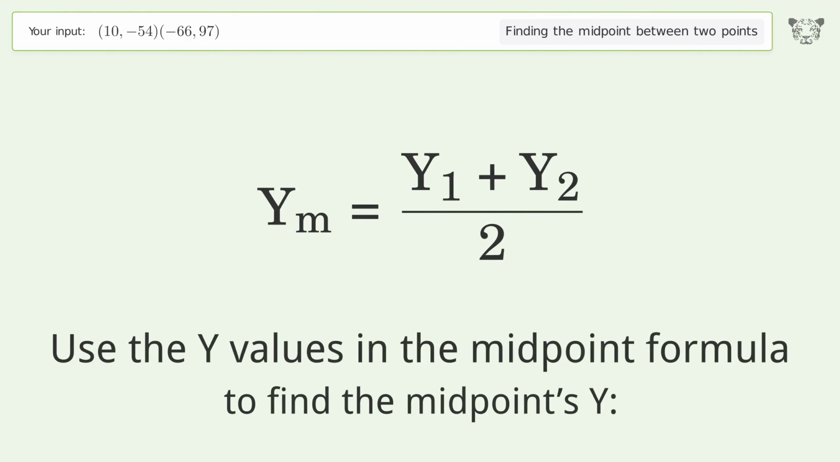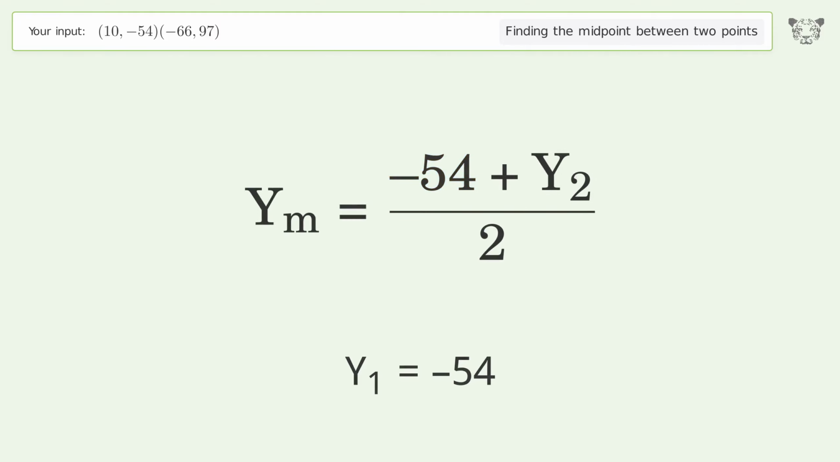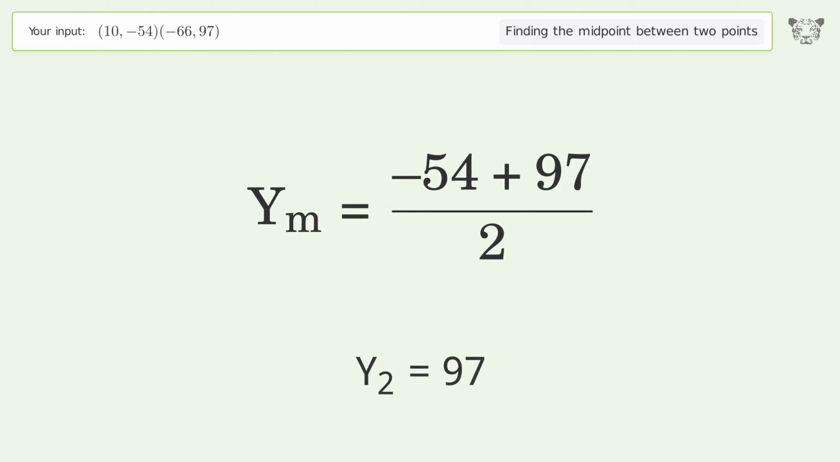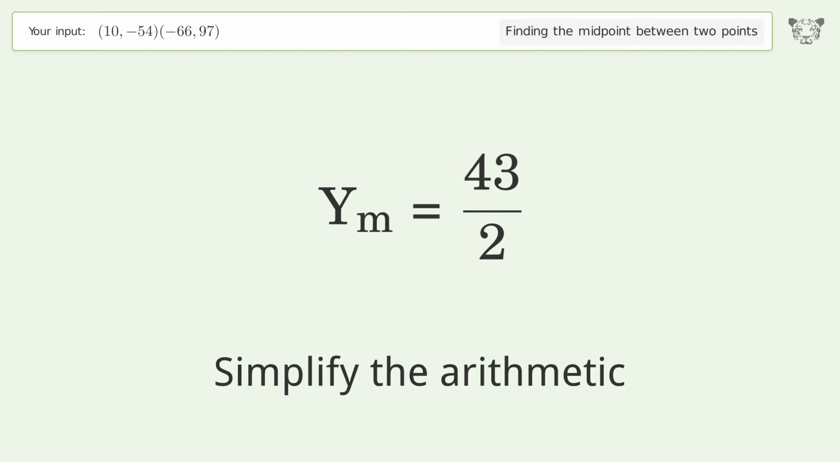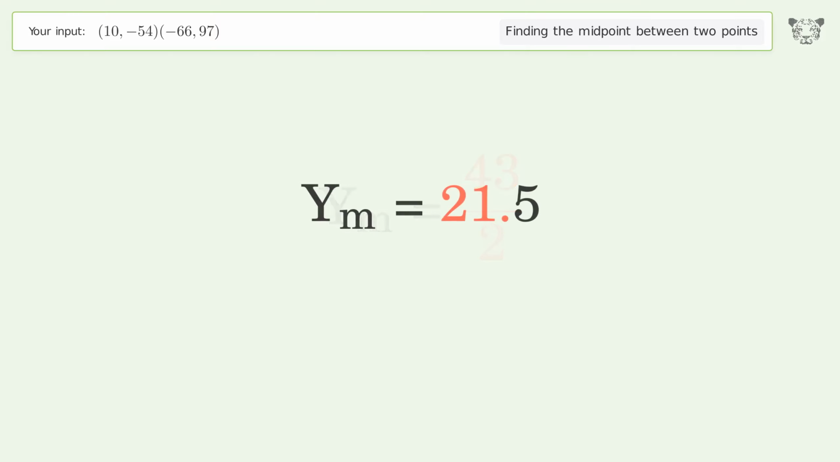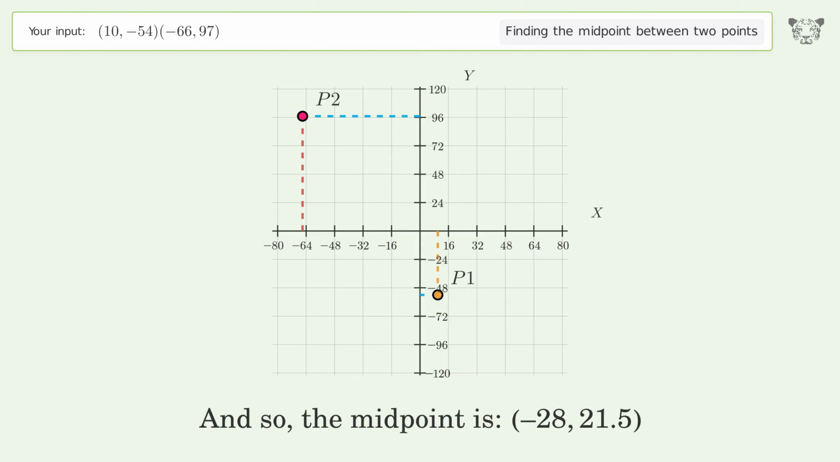Use the y values in the midpoint formula to find the midpoint's y. y1 equals negative 54. y2 equals 97. Simplify the arithmetic. And so, the midpoint is negative 28, 21.5.